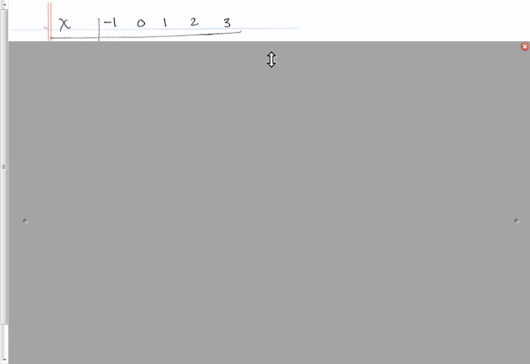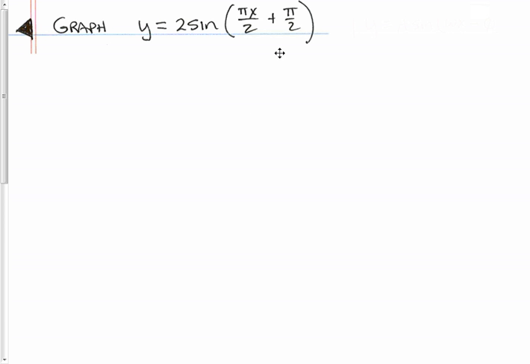Now, once again, let's remember what we're trying to do. We're trying to calculate y. So we have the x values, but we need to calculate pi over 2 times x plus pi over 2. So the first thing I'm going to do is worry about calculating pi over 2 times x, or x times pi over 2, which is equivalent. So that's what we're doing over here.